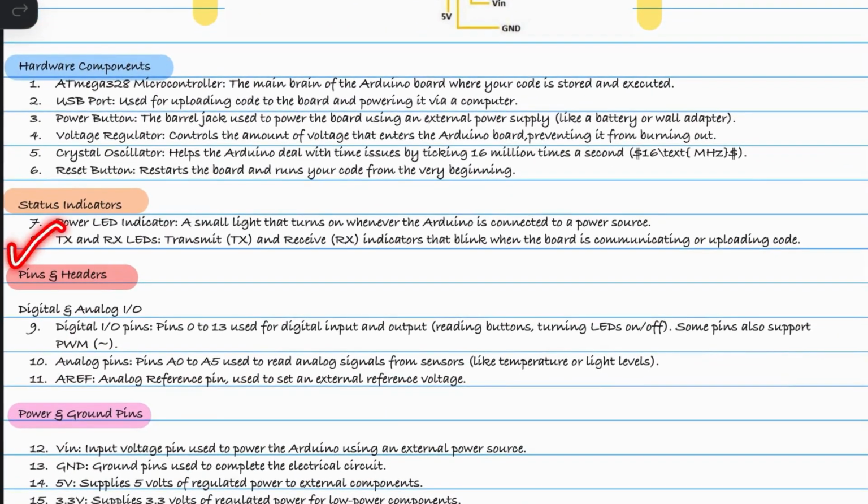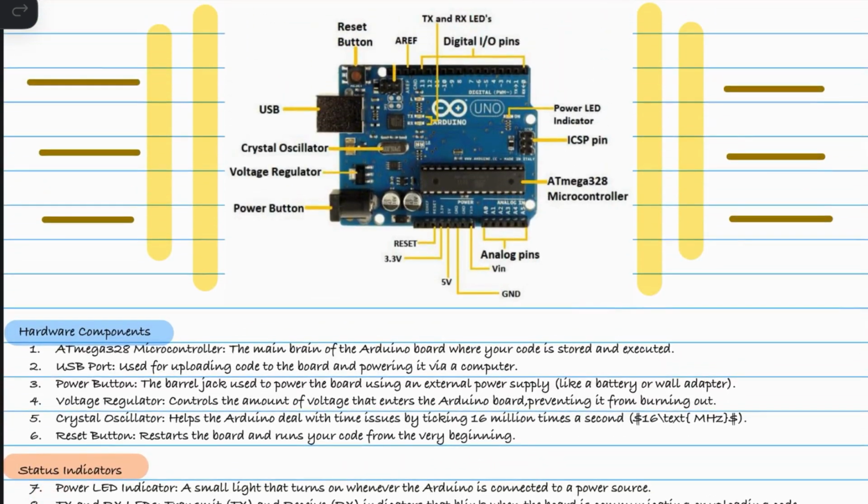And then we have TX and RX LEDs. TX stands for transmit and RX stands for receive. These lights indicate active serial communication. When you're uploading a fresh program from your computer, or when your Arduino is actively streaming sensor data back to the terminal, these two LEDs will blink furiously, proving that data packets are moving over the wire, right?